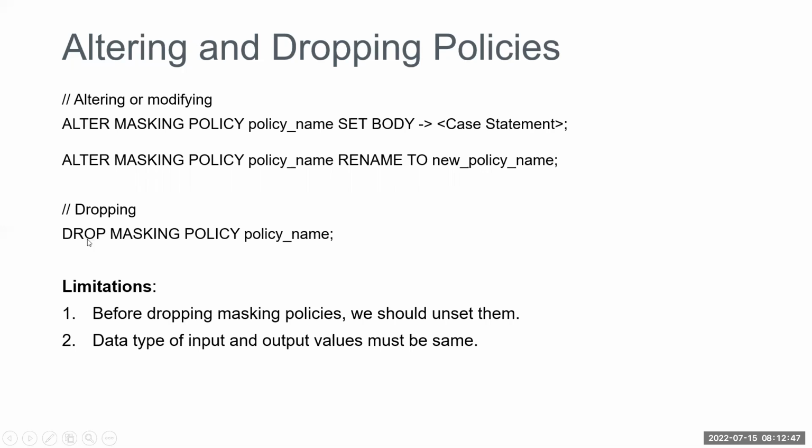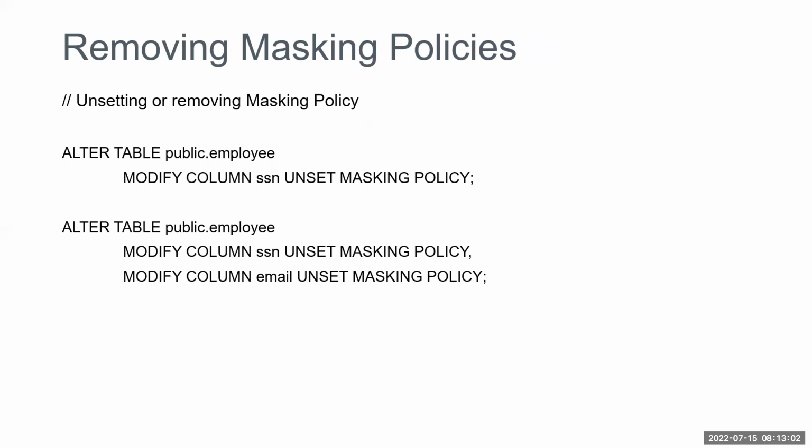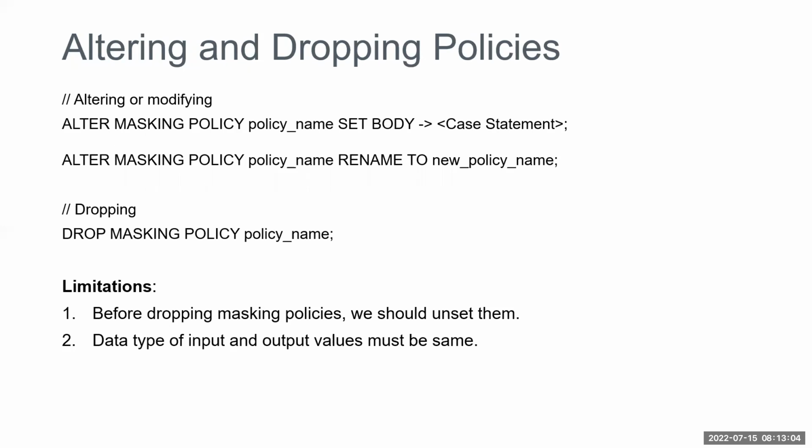If you want to drop any masking policy, first of all, you should unset that masking policy wherever you applied it. Suppose I have three fields where I applied this masking policy. From all three fields, you have to unset the masking policy by using the unset command. Then only you can drop the masking policy. Otherwise, if you just try to execute drop masking policy, it will throw an error: this is being applied on multiple columns, so please unset them first. So this is one restriction.